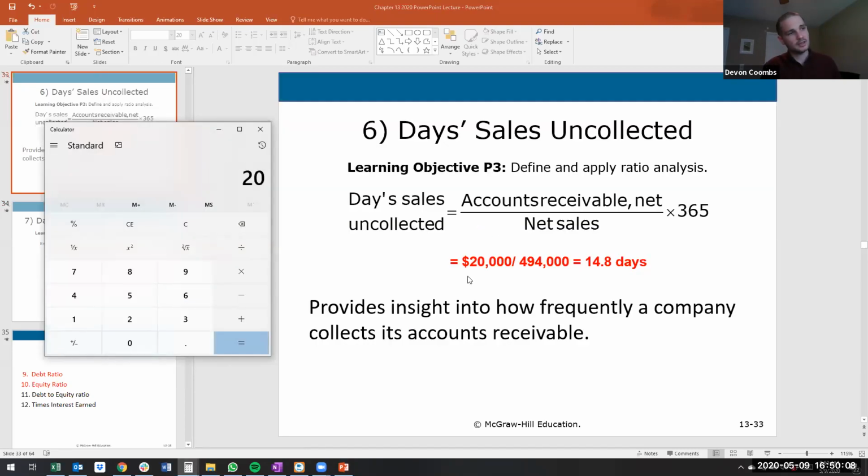So let's say we had 20,000 accounts receivable at the end of the year. We had $494,000 in sales, right? Multiply that by 365 days, and we get about 14.8 days. It means that it takes about 14, 15 days for us to collect on our accounts receivable, which is generally good. Anything under a month is generally considered good days sales uncollected. Anything over a month is generally seen as needing improvement.